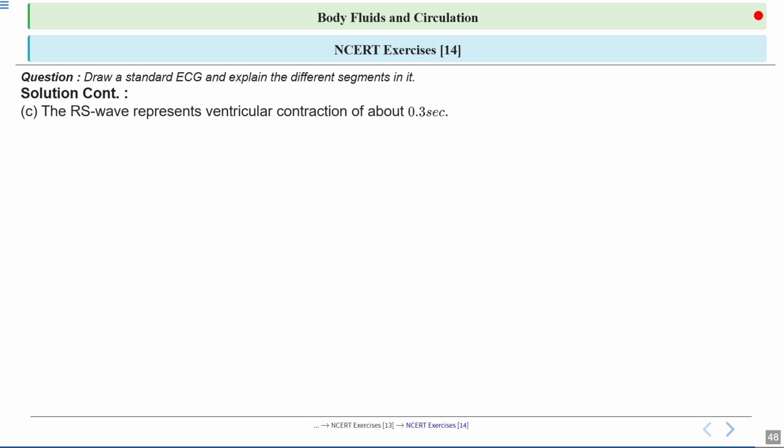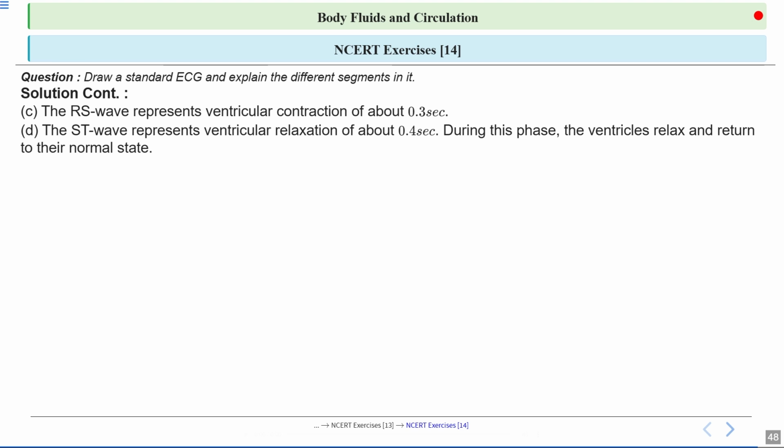Now let's focus on the RS wave. The RS wave is part of the QRS complex and specifically represents the contraction of the ventricles. And this lasts for about 0.3 seconds. So this is the main forceful phase of the heartbeat, pushing blood out to the body and the lungs. Next is the ST wave, or more accurately the ST segment. This represents the relaxation of the ventricles and lasts about 0.4 seconds. During this time, the ventricles are returning to their normal state, preparing for the next heartbeat. This phase is crucial for the heart to rest and refill with blood.